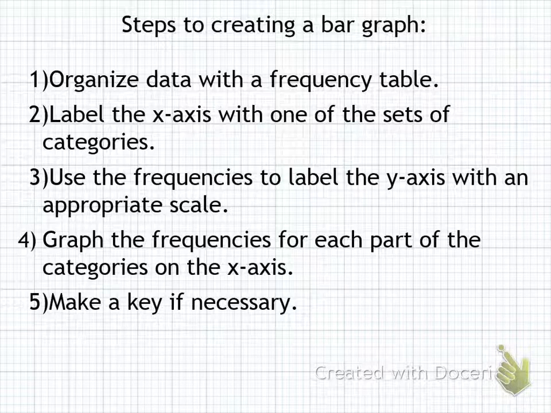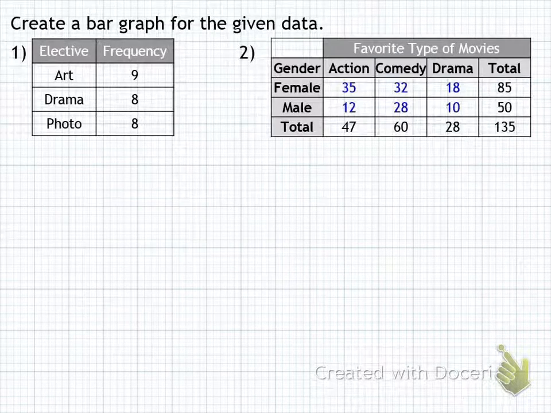Once you do all that, you might want to make a key just to show the reader, just to make it even more clear what each of those bars represent. So for instance, if you had the vegetable one with males and females, you would say, okay, the bars that represent the male frequencies are blue, and the ones that represent the female frequencies are red. Okay, something like that. So here's our first examples.